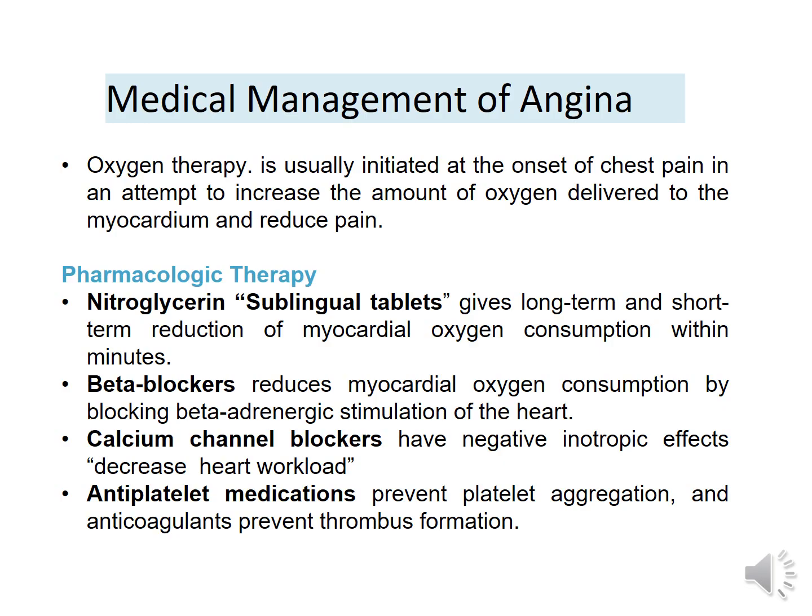Beta blockers, as we said before, work on relaxing the heart muscles and decreasing the blood pressure. Calcium channel blockers and so on have a negative inotropic effect, which decreases the heart workload and the heart efforts. Antiplatelets prevent platelet aggregation, and anticoagulants prevent thrombus formation. So formation of thrombus is prevented by using these drugs. This is a mix of medication. Some patients use only nitroglycerin or nitroglycerin with beta blockers and so on.